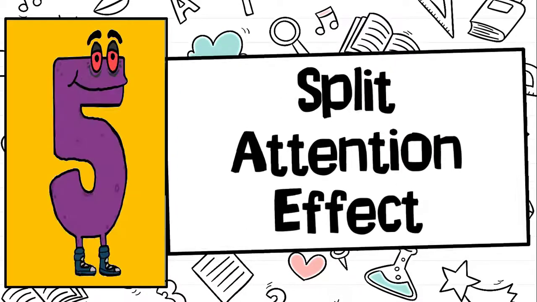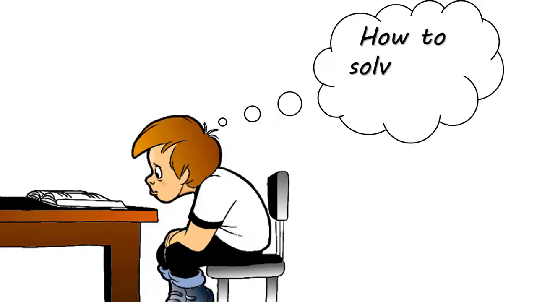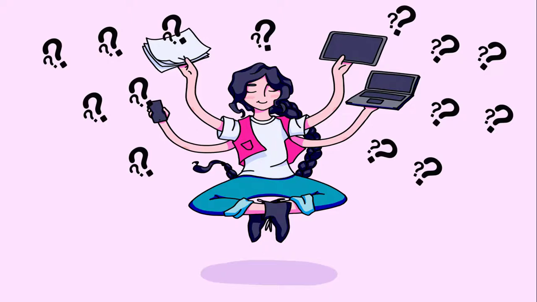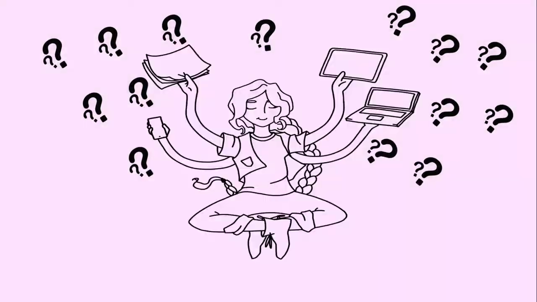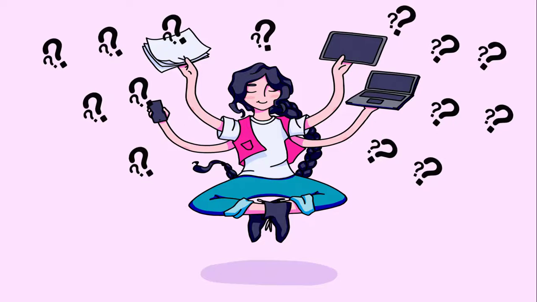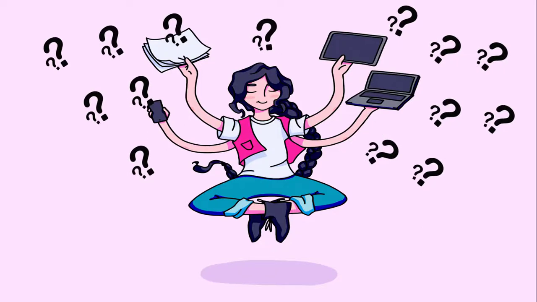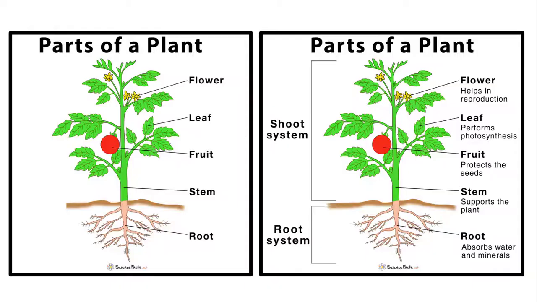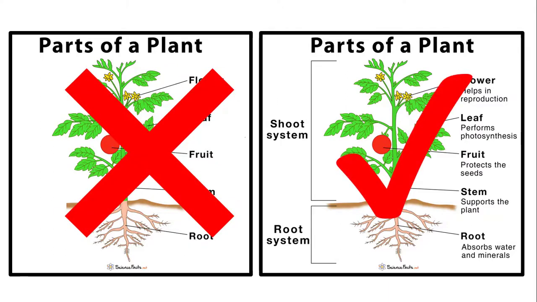Number 5, the split attention effect. Presenting information in a split format means that students have to hold 2 separate pieces of information in their heads at the same time and mentally integrate them. However, students do not learn effectively when their limited attention is split between 2 or more sources of essential information that have been separated. Example: if you wish to provide a labeled diagram or map, ensure the labels are written directly onto it rather than being on a different sheet or even alongside. Having to go back and forth will have a negative effect on cognitive load.